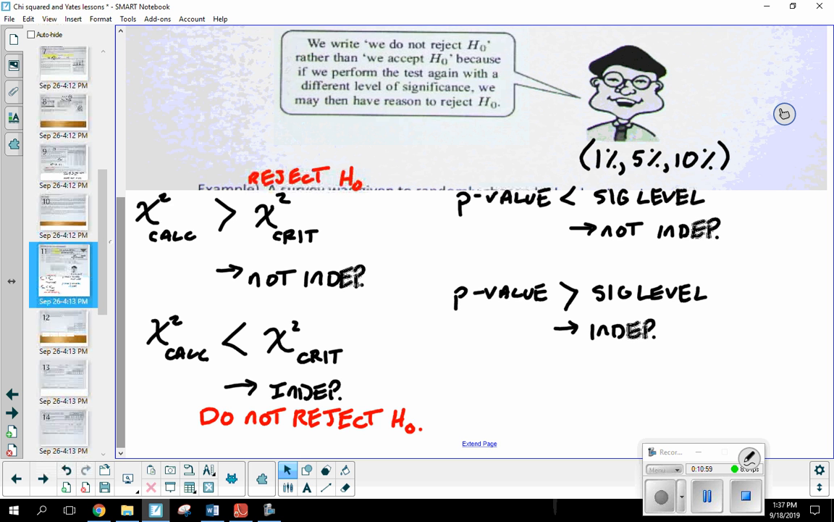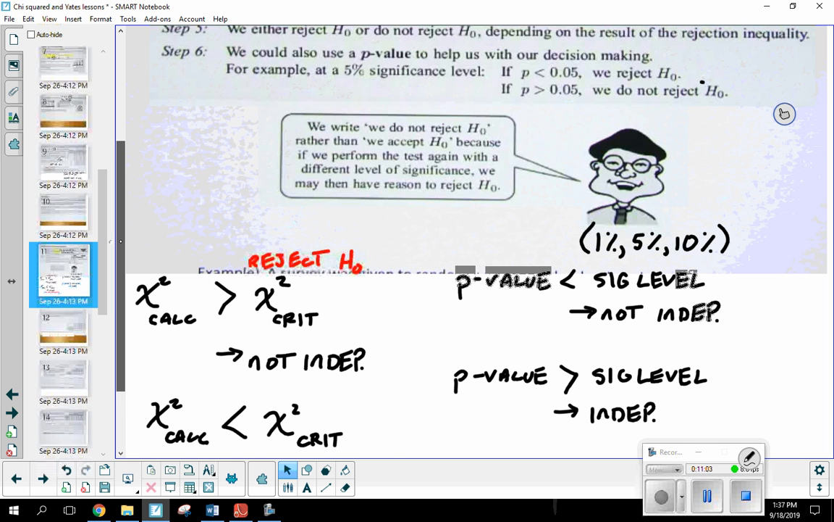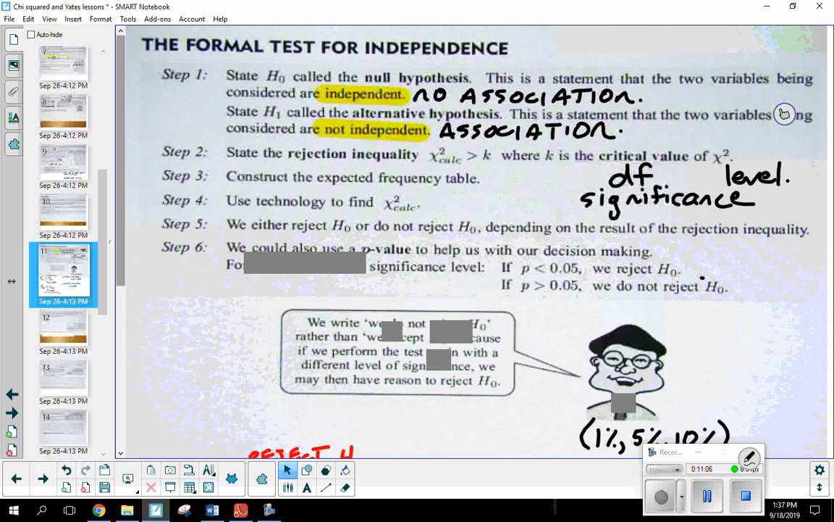IB likes you to verbalize what's happening in this type of problem. So when you start a problem where you're going to compare two quantities using the chi-square test for independence, they like you to write two statements. The first one is what we call the null hypothesis, H naught, H sub 0. The null hypothesis always tells me that they are independent. That means there's no association, no relationship between the two.